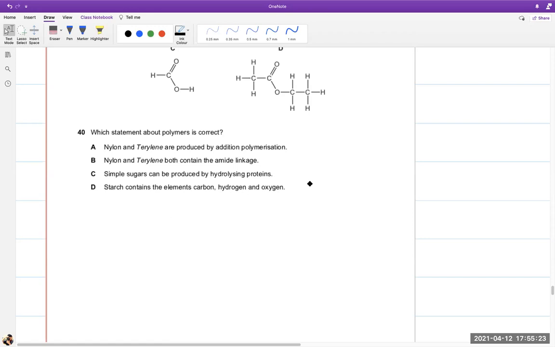Simple sugars can be produced by hydrolyzing proteins. ऐसा हो ही ना जाए हम proteins खा के भी मोटे होना शुरू हो जाएं सब लोग. ठीक है? So this is wrong. Starch contains the elements carbon, hydrogen, oxygen. Yes, protein is the one that contains nitrogen in addition to these 3. So starch is a carbohydrate. So D is the answer. And there you go. That is the paper. This was 2017. Paper 1-2 winter 2017.